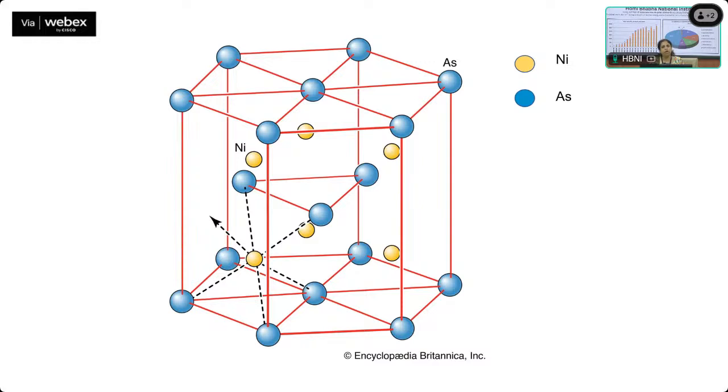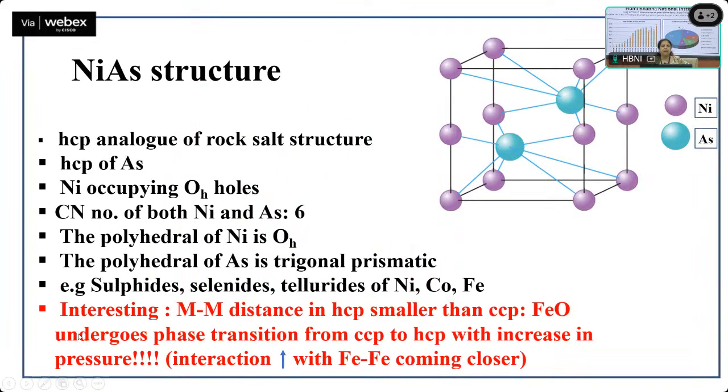But the geometry of the atoms around arsenic is now not octahedral but trigonal prismatic. That is, two triangles are placed over each other in a very eclipsed form. This is where your hexagonal close pack arrangement differs from the cubic close pack arrangement. So I will repeat all these things.